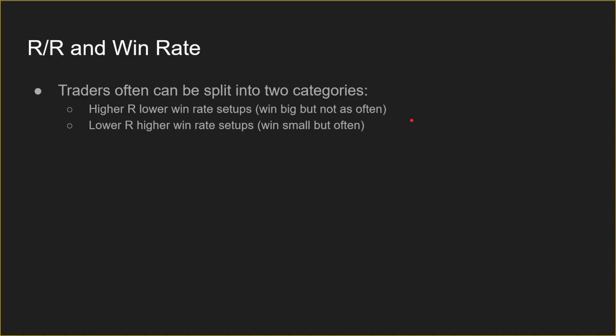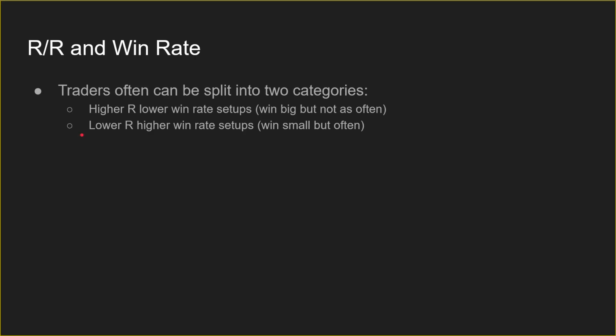If you feel like there are situations where having a higher R but a lower win rate setup might be more beneficial to you, that's a specific strategy. If you find it a successful strategy, I would stick with that and not just flip-flop between strategies just because something went wrong. Trading does take time. But generally, we do find traders split into these two different categories.